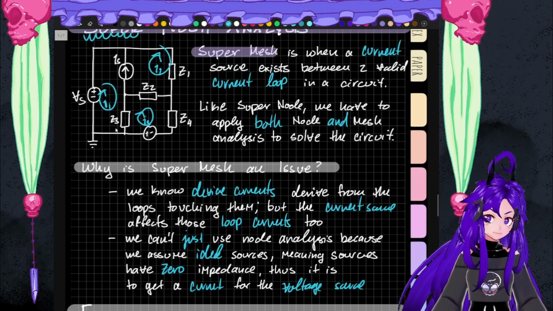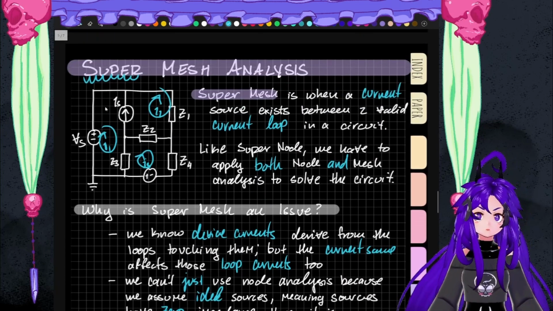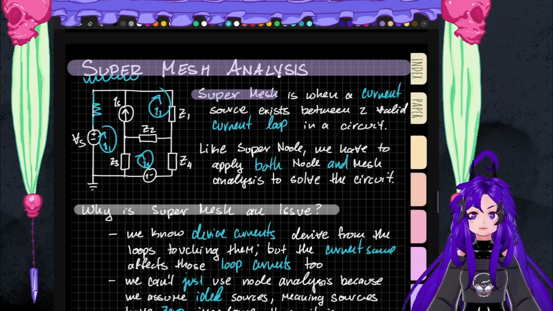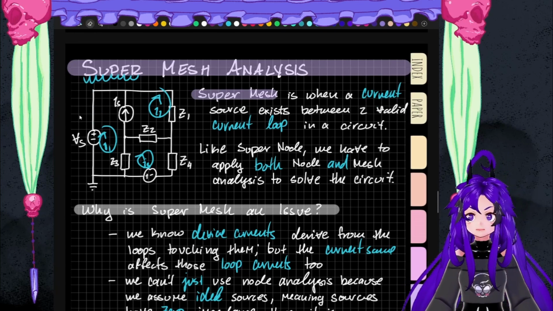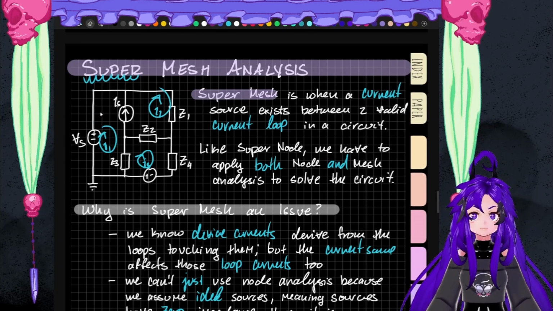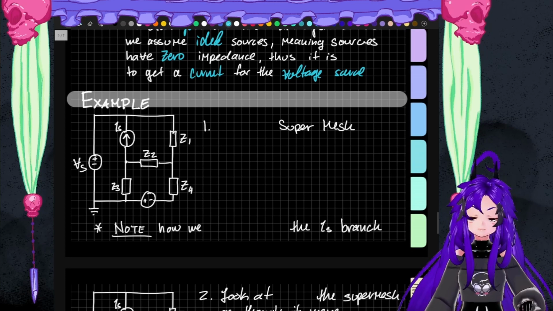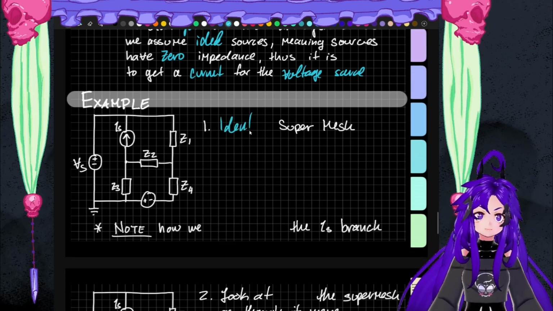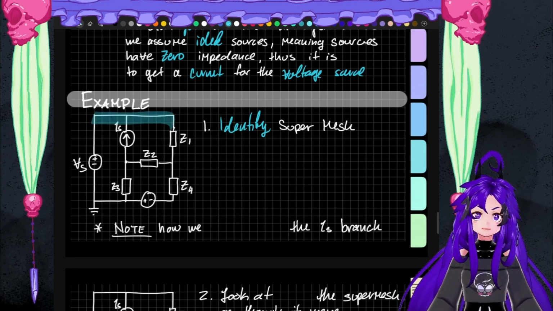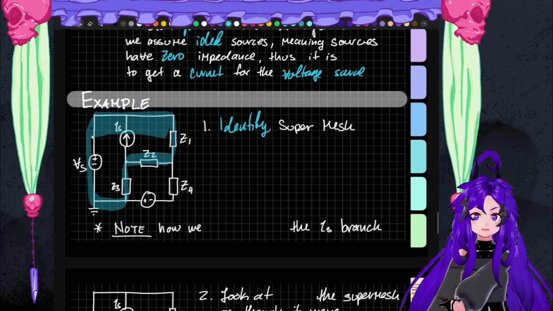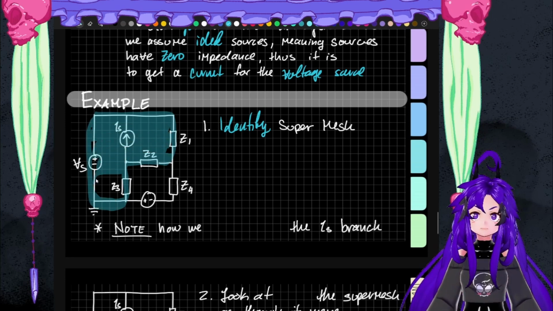Potentially we could convert the voltage source if there had been a resistor here in series. But since there's not, we can't convert this source. So we are stuck using the supermesh analysis method. Let's go through it. First off, we need to identify the supermesh, and it's going to be this entire box, this weird dog leg.